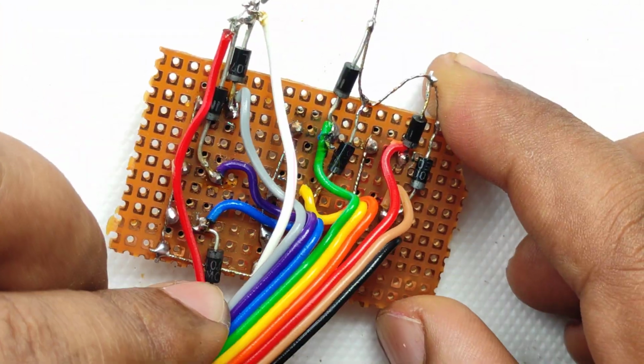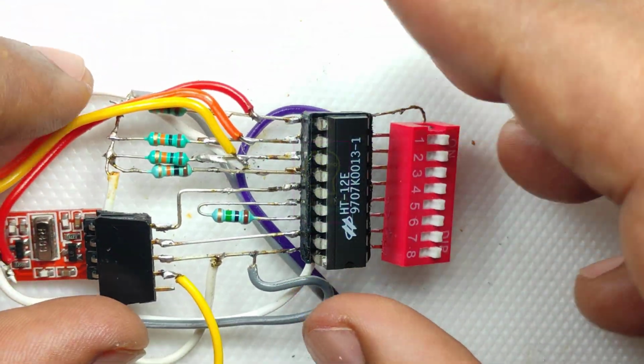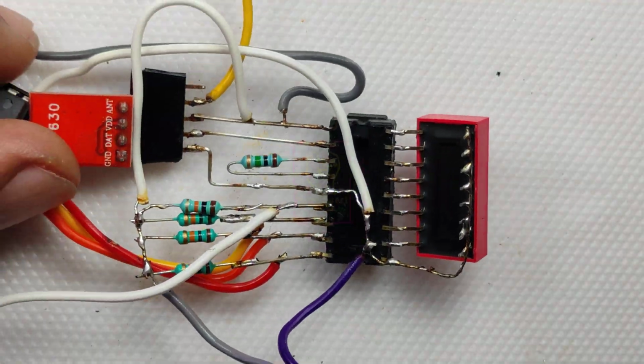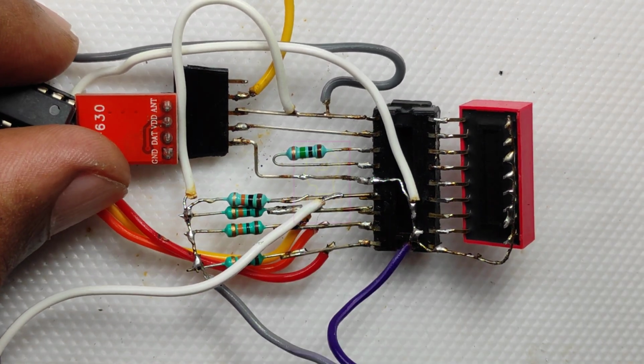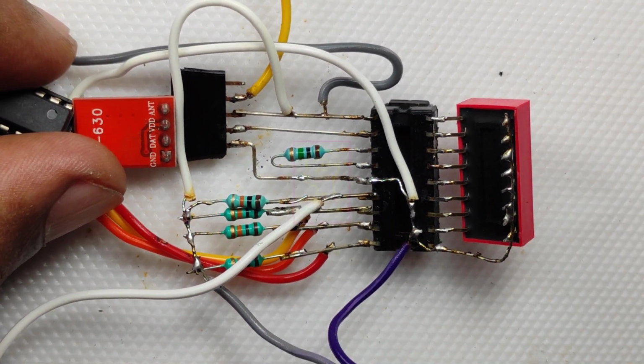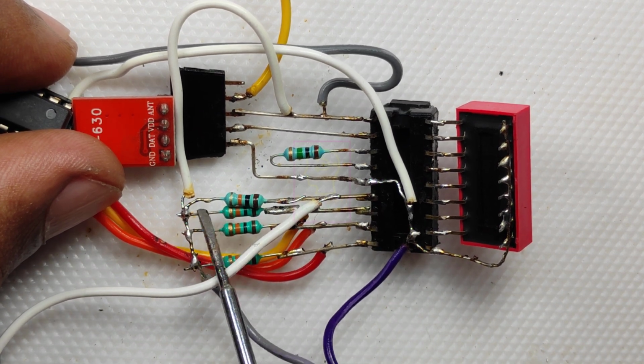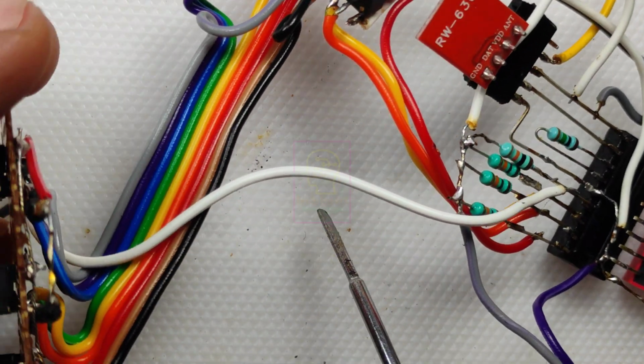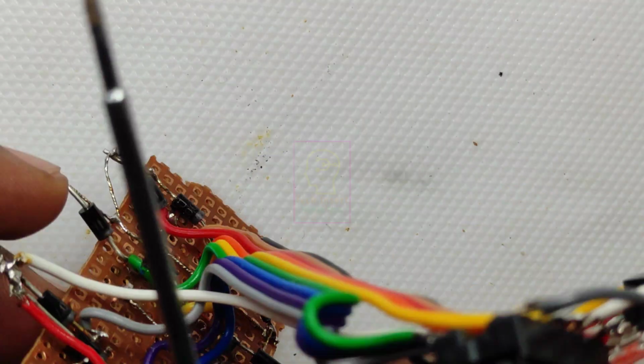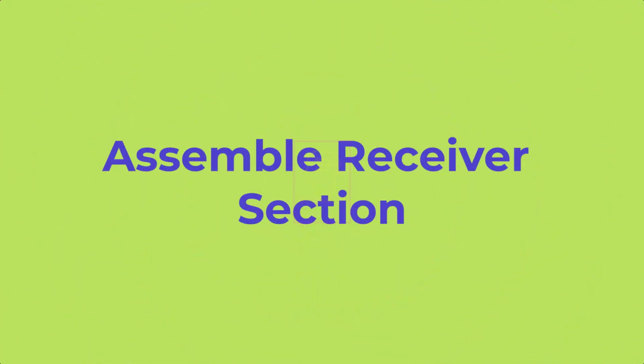Please watch the circuit. In the receiver section, that MSB we are connected to a BC547 transistor and then given to the enable pin of the 3 to 8 bit decoder, that is 74138. Please refer to the circuits for details on this. Now we will start assembling the receiver section.